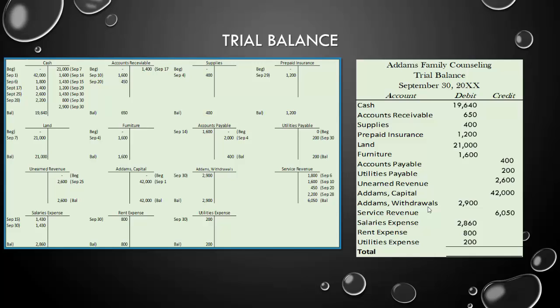Do our debits equal our credits? Well, we add up all our debits, and that comes up to $51,250. Then we go through and we add up all our credits. Also comes out to $51,250. And since we have that debit credit equality, both numbers are the same, we know that our trial balance is ready to be used to prepare our financial statements.